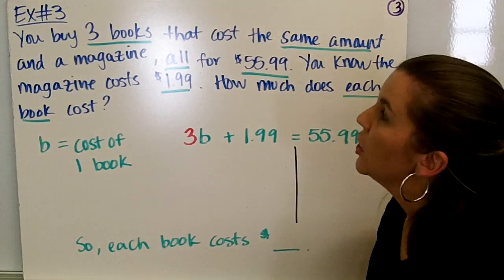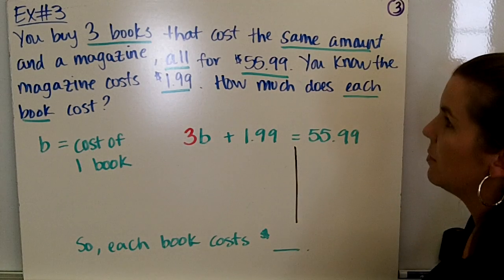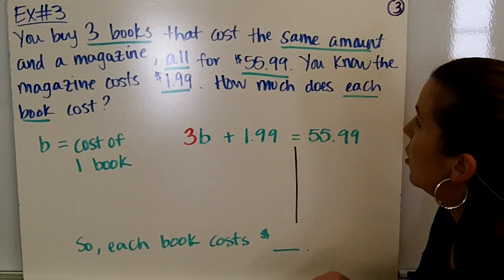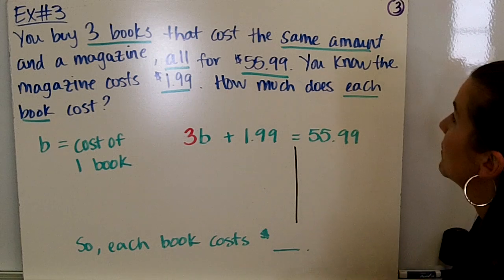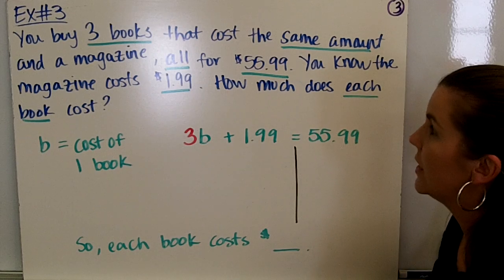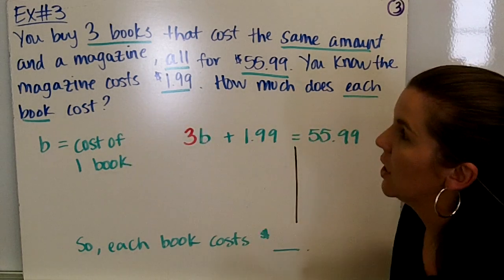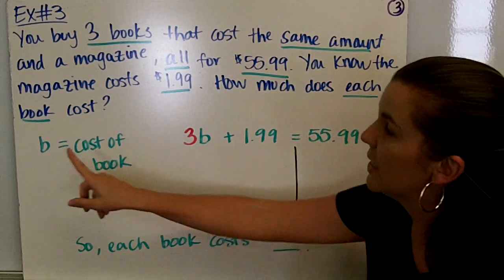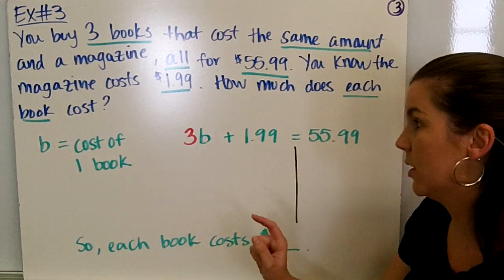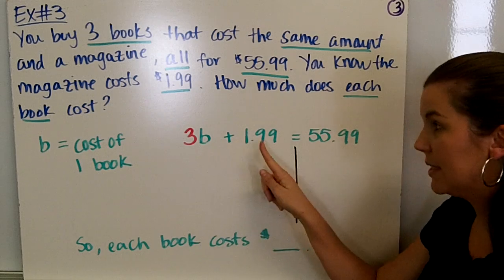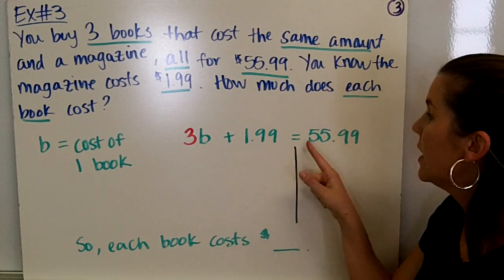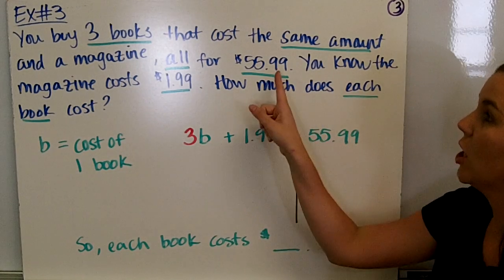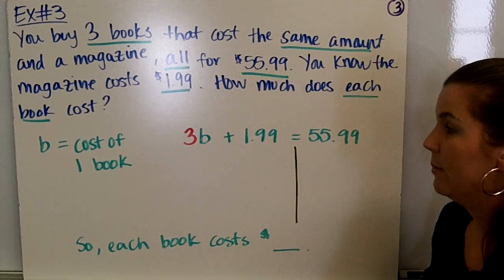Example number 3. You buy 3 books that cost the same amount and a magazine, all for $55.99. You know the magazine costs $1.99. How much does each book cost? Alright, so I said B is the cost of 1 book. 3 books plus the magazine that costs $1.99 equals $55.99, our total for all 4 items.